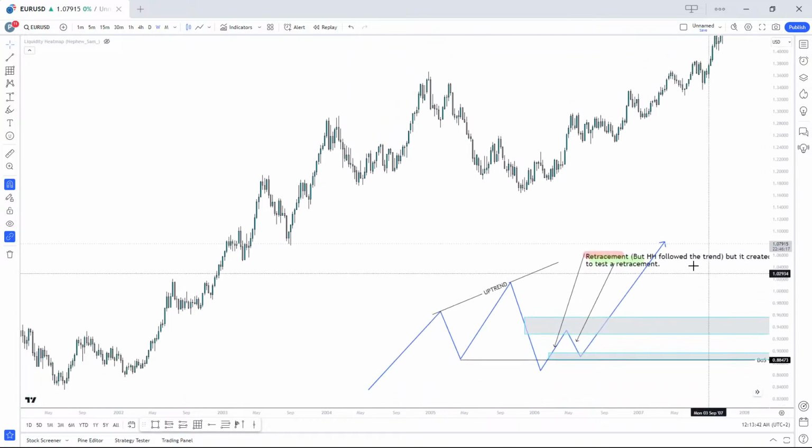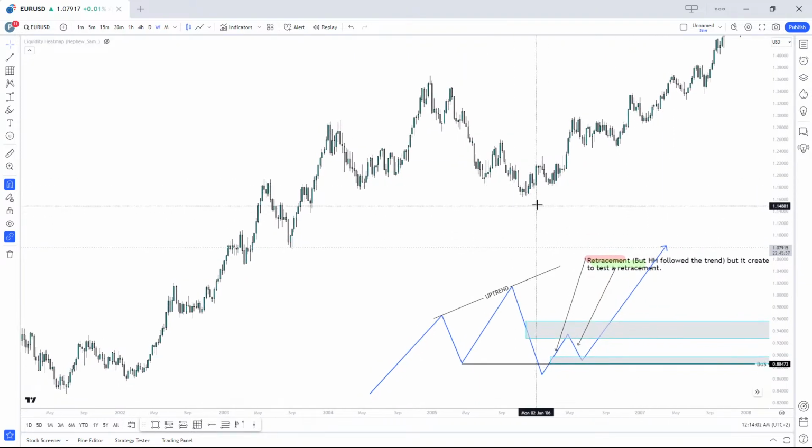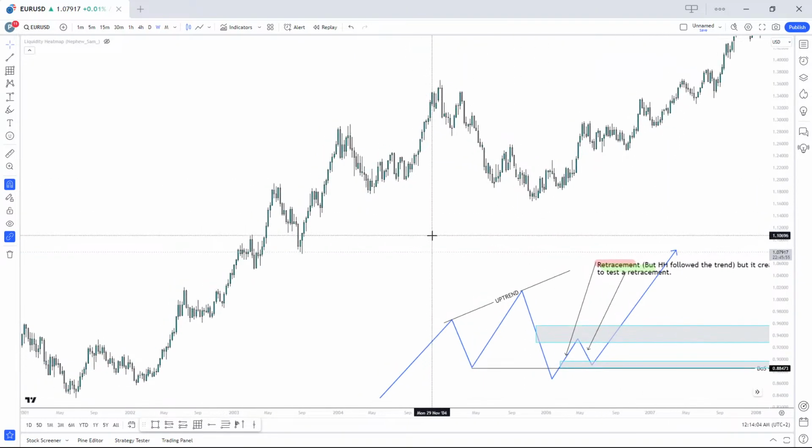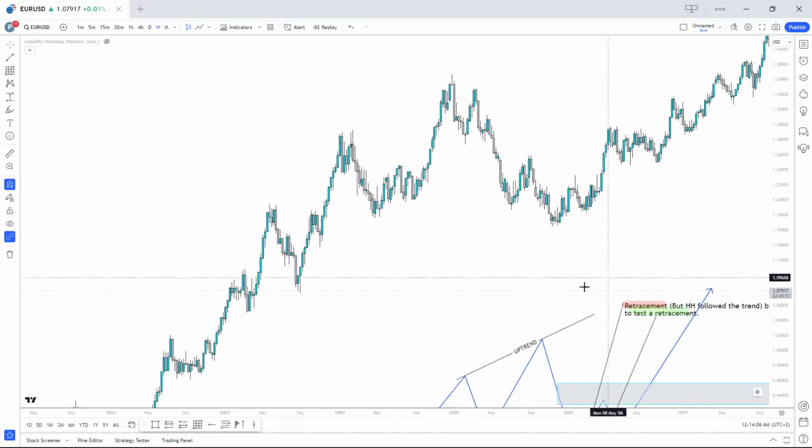So basically, we have a spike following the trend, and actually making a breakout structure, but it's a fake breakout structure. Damn, bro, this actually works. It actually works. Okay, so let's analyze this.